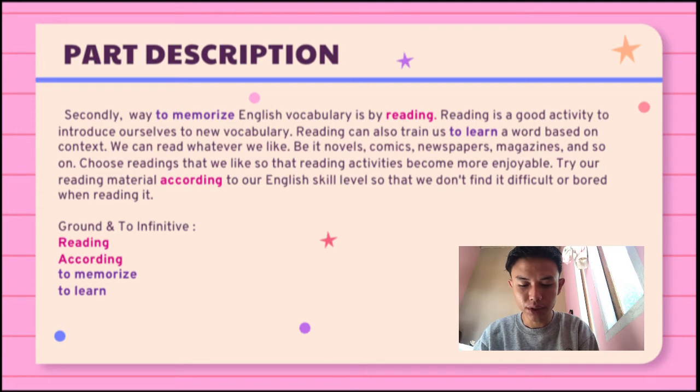Secondly, a way to memorize English vocabulary is by reading. Reading is a good activity to introduce ourselves to new vocabulary. Reading can also train us to learn a word based on context. We can read whatever we like, be it novels, comics, newspapers, magazines, and so on. Because we read what we like, the reading activity becomes more enjoyable. Choose reading material according to our English skill level so that we don't find it difficult or get bored when reading it.